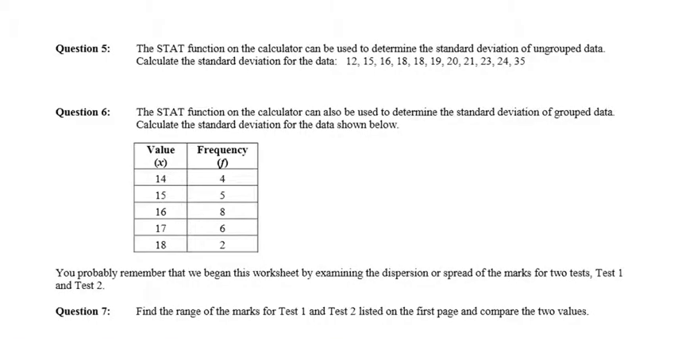Okay, so we have population and sample standard deviation. Your calculator does both. As far as I'm concerned for us, it's always going to be the population standard deviation. If you go on, then you may be using sample standard deviations. And as Mohit said, in bio, you use sample standard deviations. The stat function on the calculator can be used to determine the standard deviation.